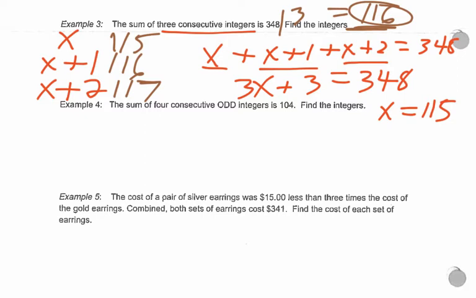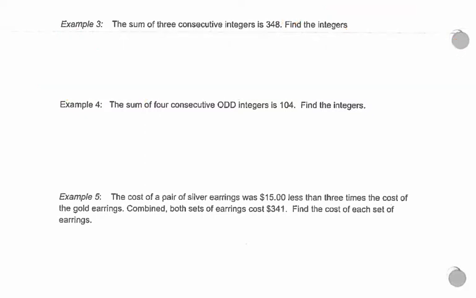Let's go to example 4. It says the sum of 4 consecutive odd integers is 104. Find the integers. Okay. Well, consecutive integers are in order. So that would be like 9, 10, 11, or 13, 14, 15, right? But they're odd. Well, let me write down some consecutive odd integers. We're not saying this is the answer. We're just writing down some consecutive odd integers.